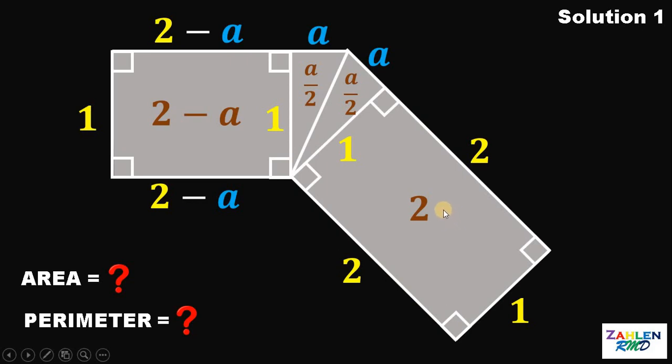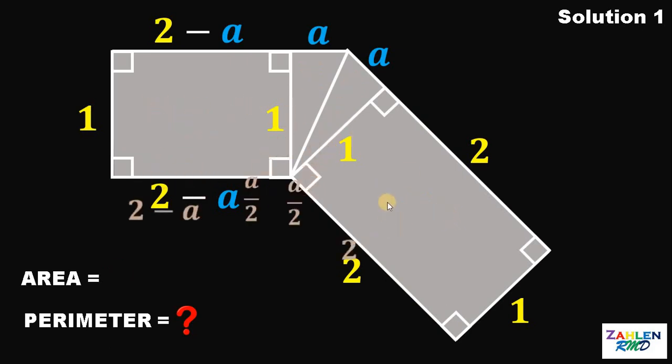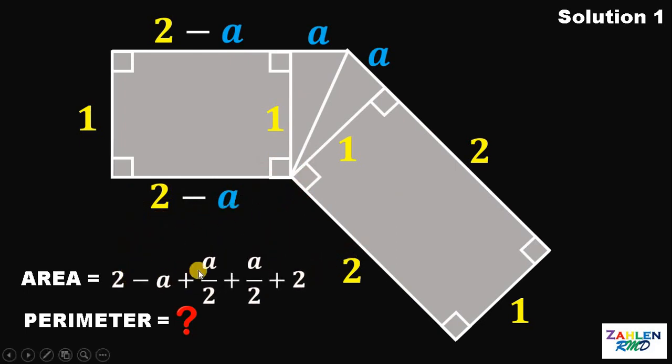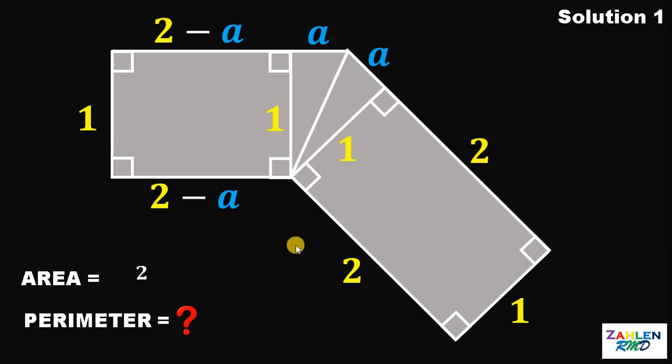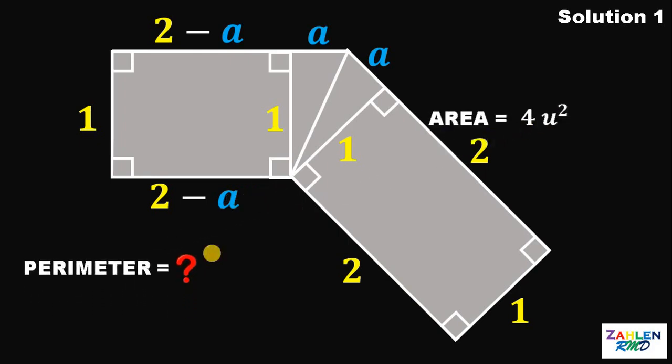Now, to find the area of this figure, what we're going to do is to add all of them. So we have 2 minus A plus A over 2 plus A over 2 plus 2. Now, A over 2 plus A over 2 is just A, and negative A plus A cancel out, so this is just 2 plus 2, or simply 4. Therefore, the area of this figure must be equal to 4 square units. Now at this point, let's set aside the area first.